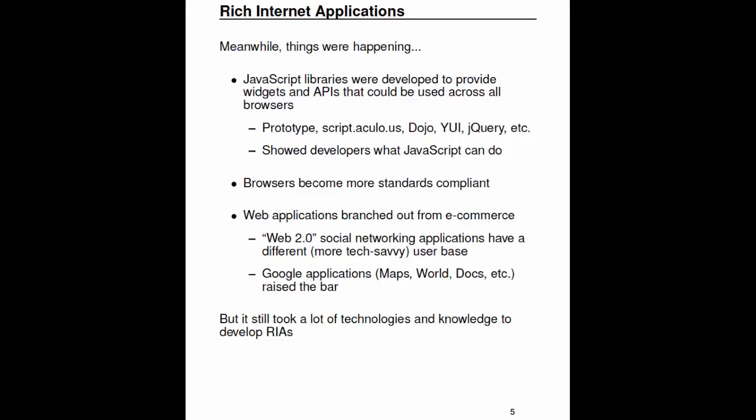Not only did browsers support JavaScript better, they also supported HTML and CSS better. And so now you didn't have to worry so much about the differences between browsers. And also, applications other than e-commerce were targeted to the web. Think about social networking, things like that are aimed at a different, more tech-savvy, and let's be honest, younger user base. And then Google comes along with things like Google Maps and Google Docs that really showed people the art of the possible.